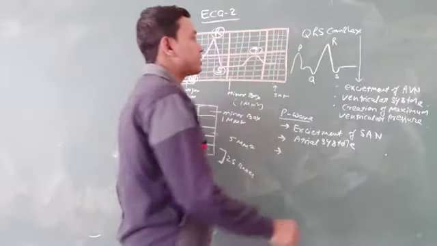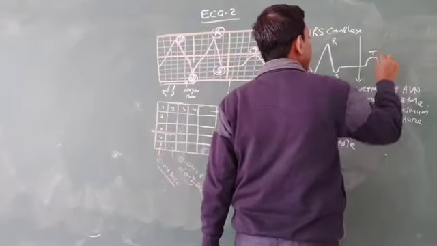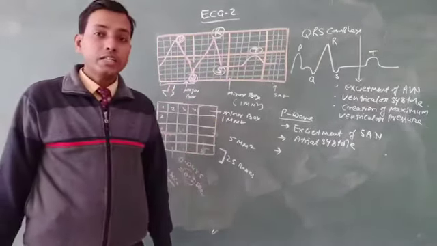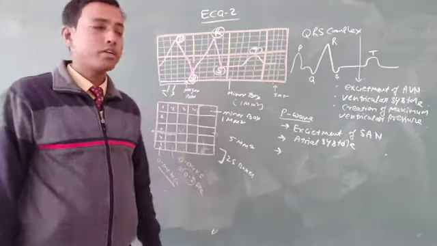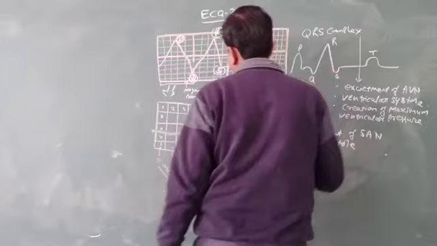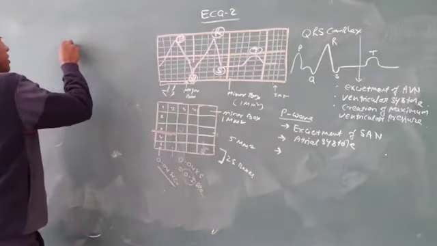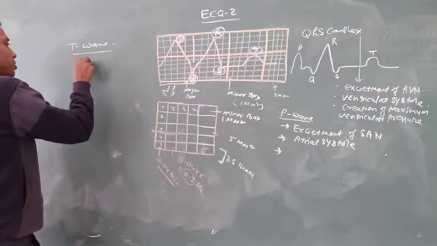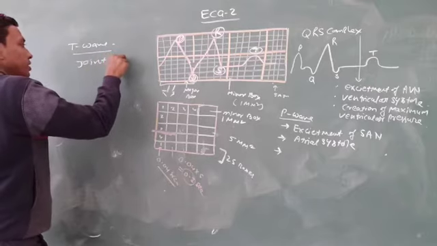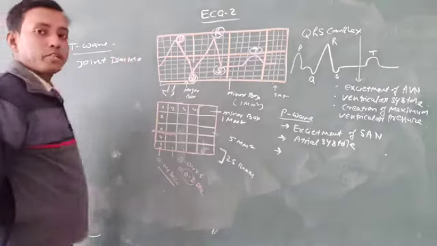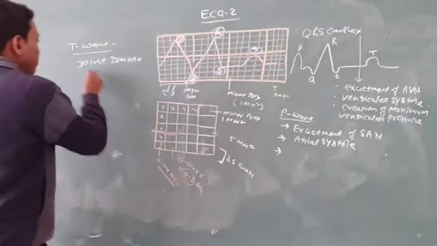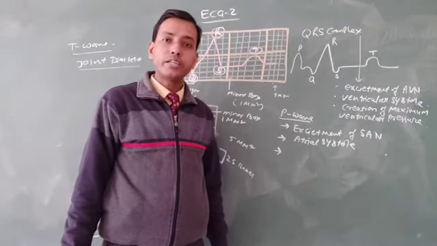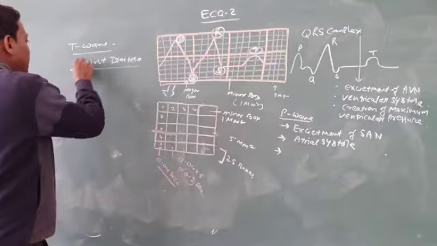Now you can see a very little wave, that is the T wave. What is represented by the T wave? Listen, the T wave represents the atrial diastole and ventricular diastole. The T wave represents the joint diastole. Joint diastole means that when both the atria and ventricles return to their original position, there is joint diastole.